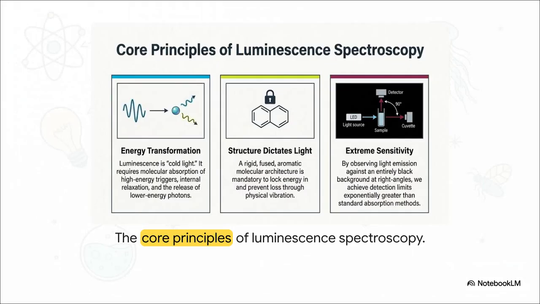Ultimately, the entire field of luminescence spectroscopy rests on these core pillars. First, it's a story of energy transformation, always dropping from high energy to low energy. Second, it relies on the absolute rule that molecular structure dictates light. Rigid vaults glow while wobbly springs stay dark. And finally, by leveraging the blackness of a 90-degree angle, we achieve extreme analytical sensitivity, allowing us to see the microscopic world like never before.